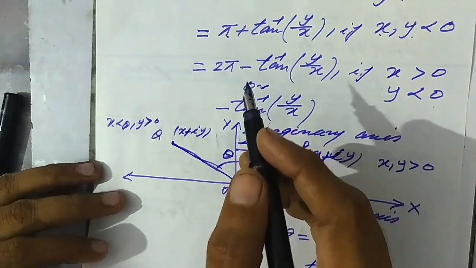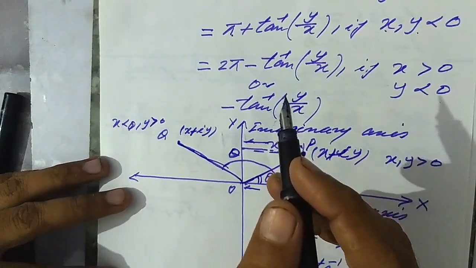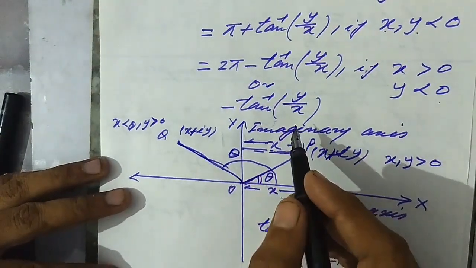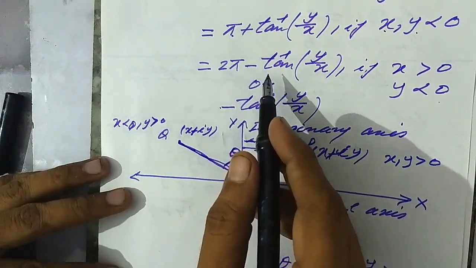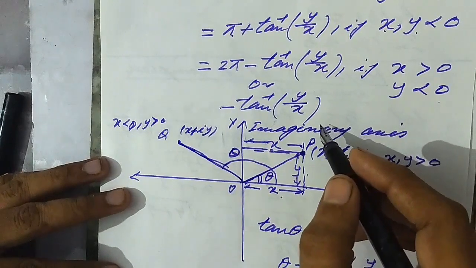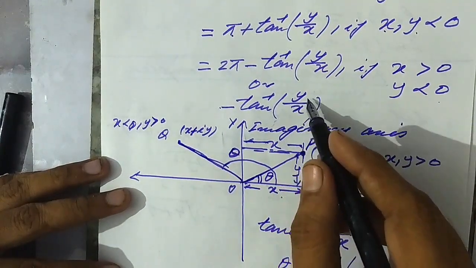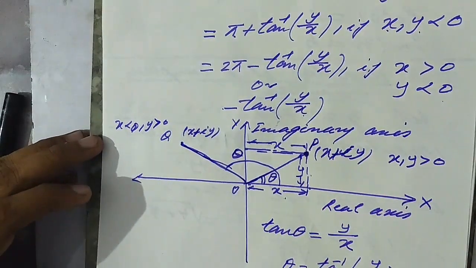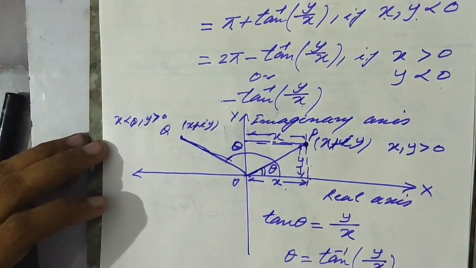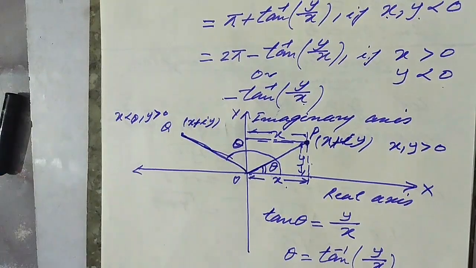And in the fourth quadrant, the case of minus theta is also applied, so 2 pi minus tan inverse y upon x may also be written as minus tan inverse y upon x. So this is all about argument of a complex number.